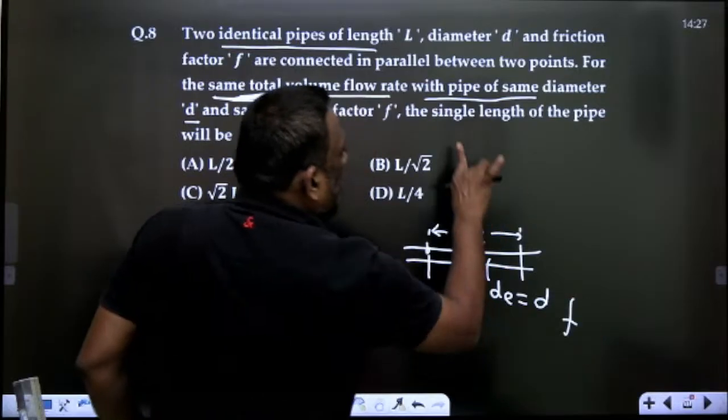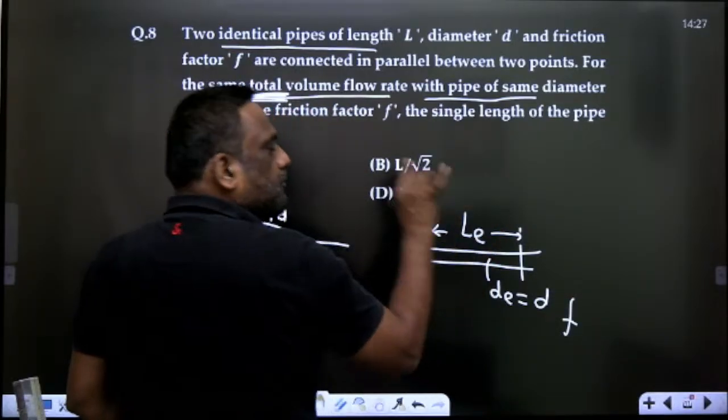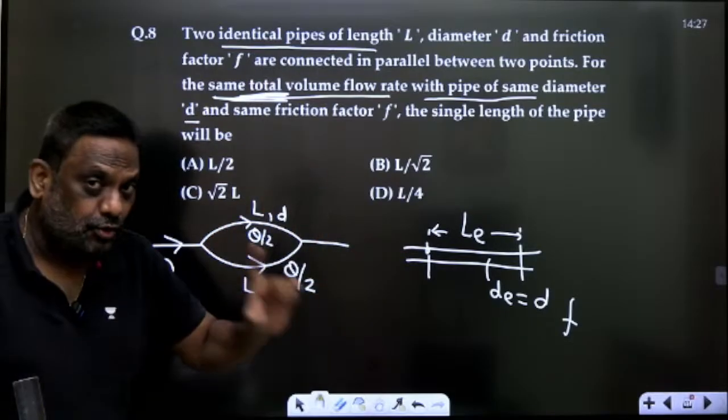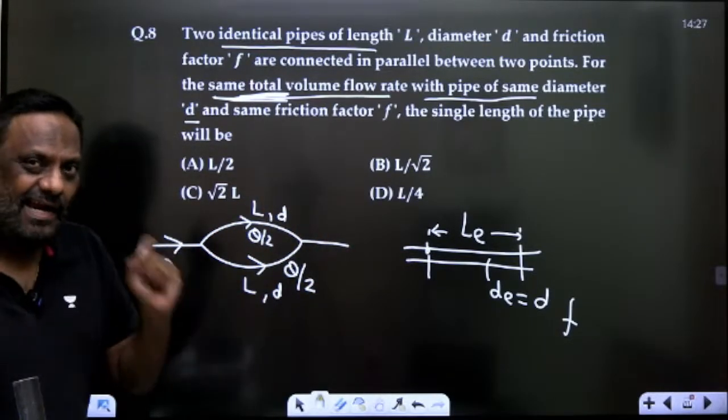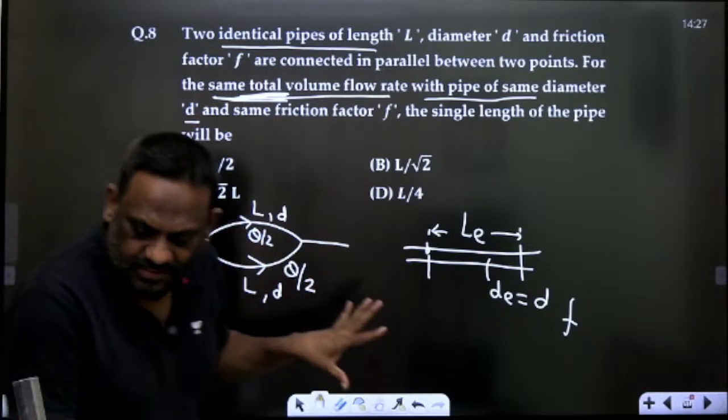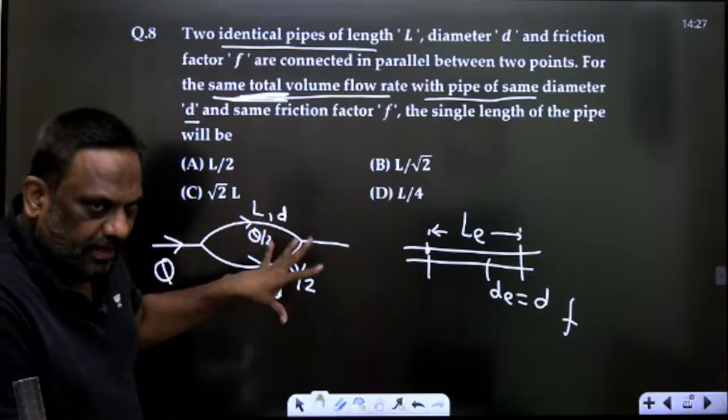And what is the single length? He has asked this length. So when you are replacing, what should be the same? The discharge and head loss will be the same. Now, how can I find out the head loss? This is a very good question.